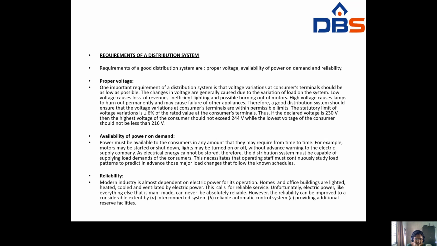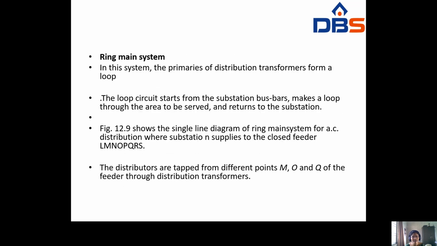Unfortunately, electric power, like everything else that is man-made, can never be absolutely reliable. You cannot say that anything in the world is absolutely reliable, because everything is man-made. However, reliability can be improved to a considerable extent by an interconnected system, a reliable automatic control system, or by providing additional reserve facilities. So these are the requirements of a distribution system.